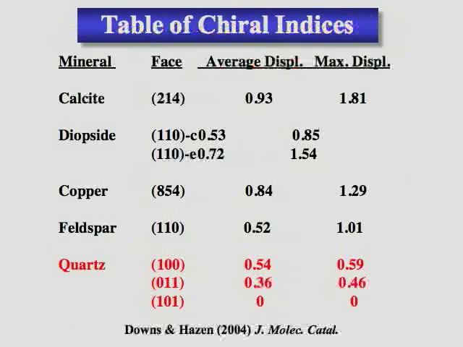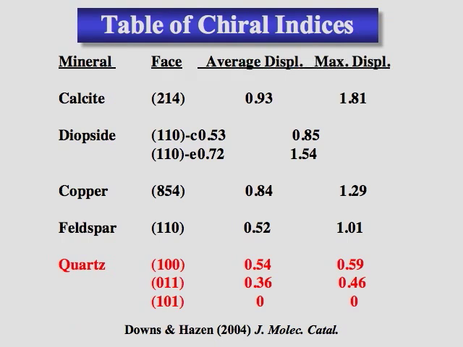These are all chiral indices. They're given in angstroms. It has to do with how closely atoms, when you fold things over, match with each other. And the average displacement tells you in angstroms the average distance between the mirror image pairs. The maximum displacement tells you the maximum displacement of an atom when you fold it over on itself. You see quartz here. It's 0.4, 0.5, not a very high chiral index.